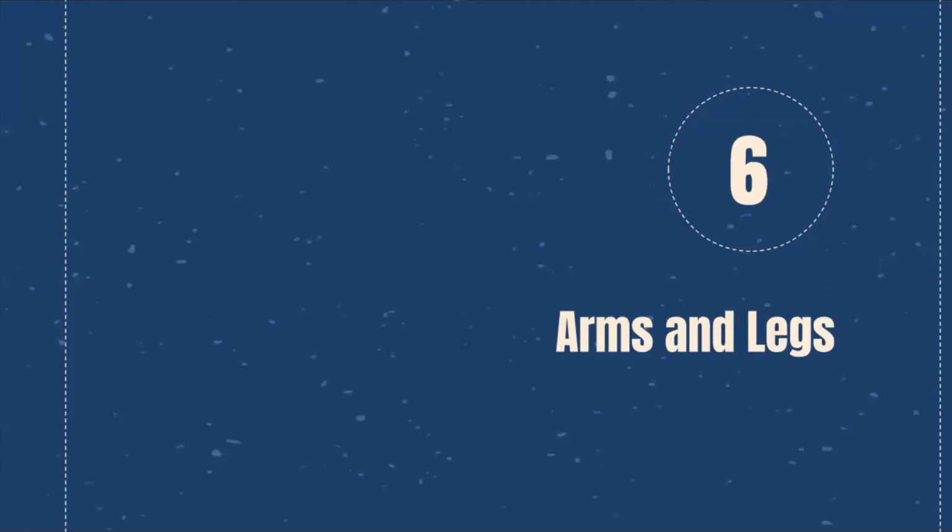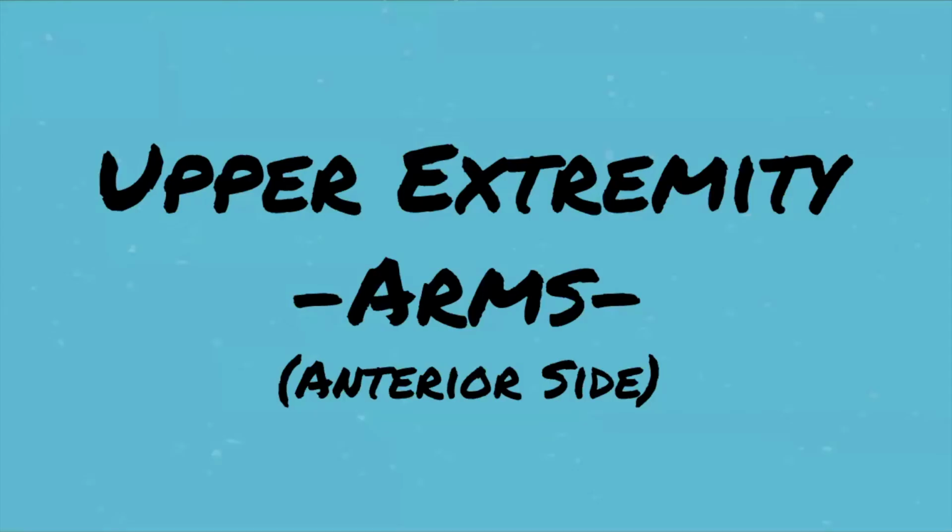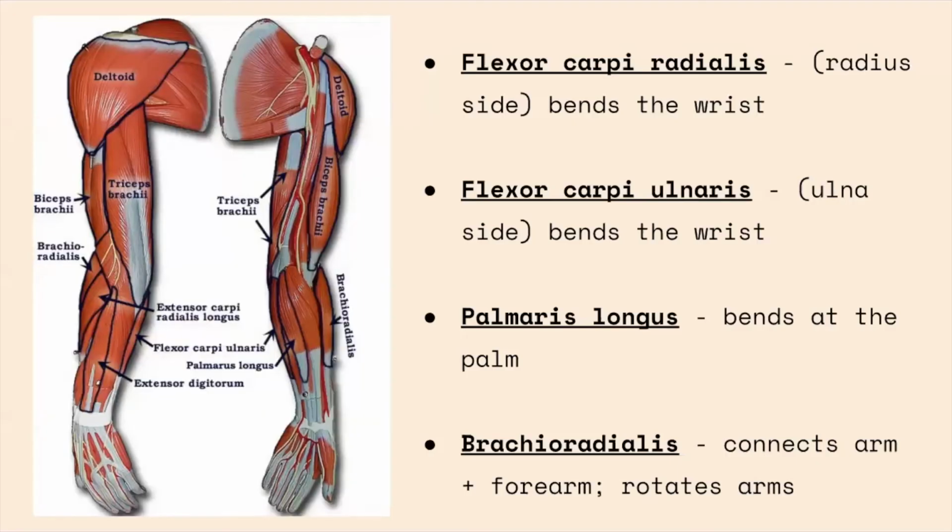Okay, now we're gonna go over the arms and legs. So arms are upper extremities. We're gonna go over the anterior side. So we have the flexor carpi radialis. Does anyone remember what I said about the radius, our radial bone? Which side is it on? Is it near our pinky side or our thumb side? Does anyone remember? Yes, it's on our thumb side. So our flexor carpi radialis is on our radius side, and it bends the wrist from the side of our thumb.